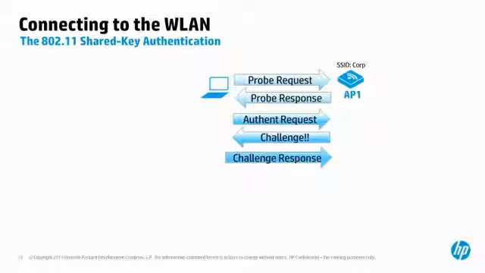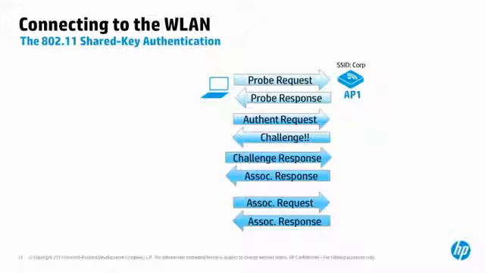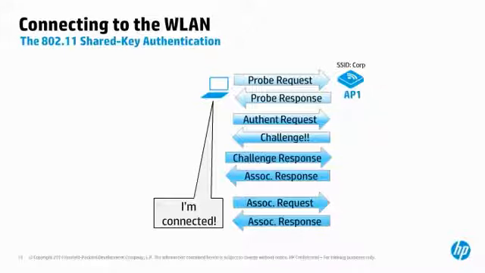Using the same key, the AP decrypts the challenge text received from the station. If the decrypted challenge text matches that sent in the second frame, the authentication is successful. The AP then sends the final frame in the exchange, indicating authentication success or failure. If successful, the station can proceed to the 802.11 association process, which is identical to that for open system authentication.